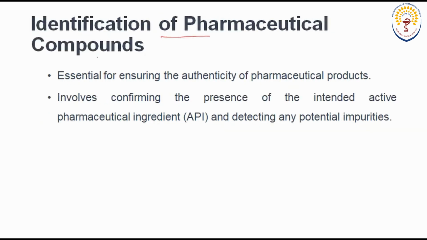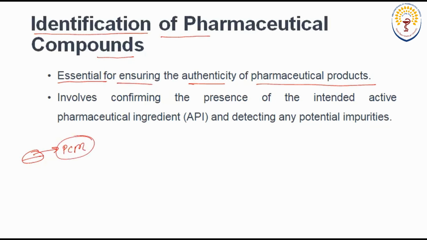Now, identification of pharmaceutical compounds. Why are we doing identification? Why is the emphasis on qualitative analysis? It is very essential to ensure the authenticity of the pharmaceutical product. Sometimes we just want to know whether our tablet contains the specific drug or not. For example, if we have a paracetamol tablet, we just want to know whether paracetamol is present in order to identify that this is the correct tablet, so we do the qualitative analysis.